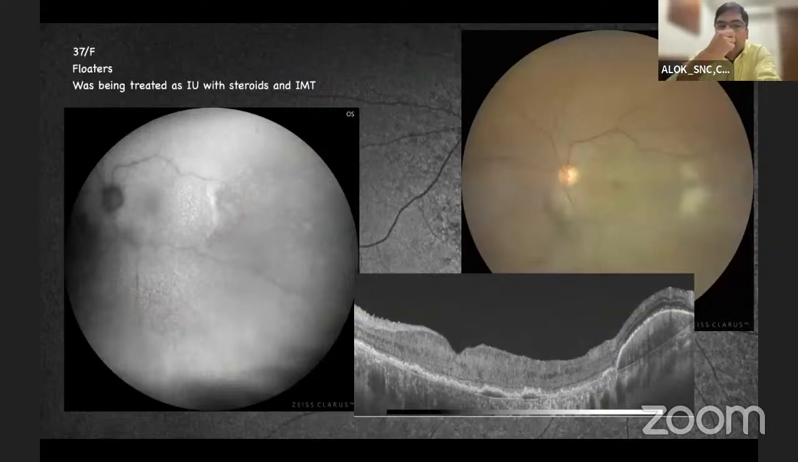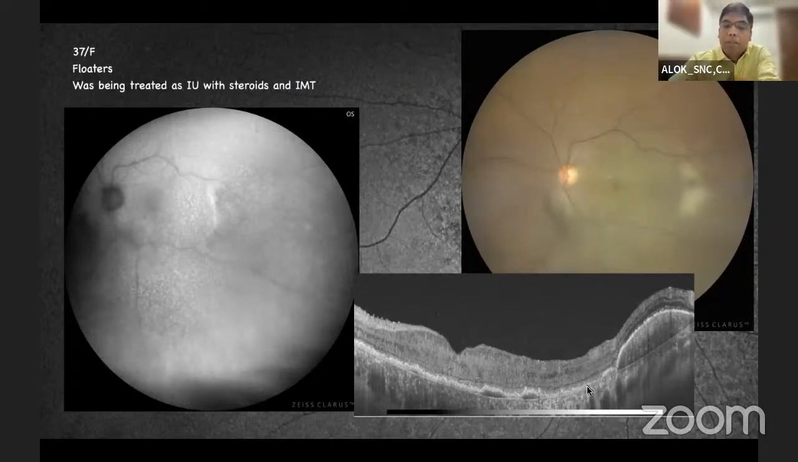Now, this is an interesting case of a 37-year-old female who was being treated on the lines of intermediate uveitis with steroids and immunosuppressive therapy. Now, what you see on autofluorescence is this granular stippled hypoautofluorescence. And on OCT, you see these sub-RPE deposits, and there is diffuse infiltration of the retina.